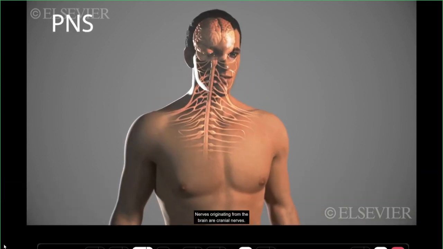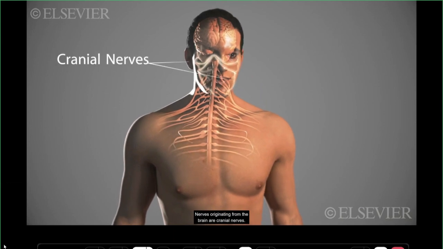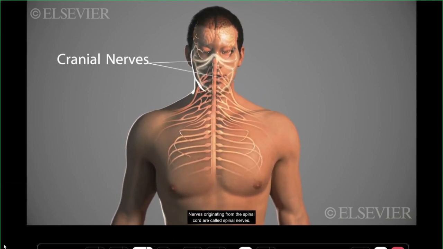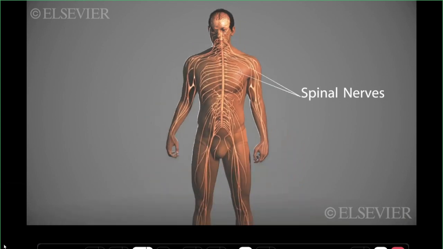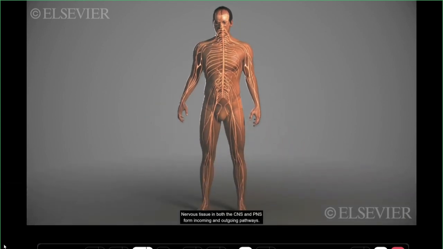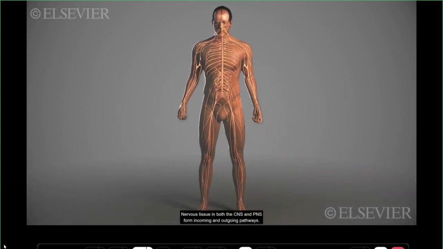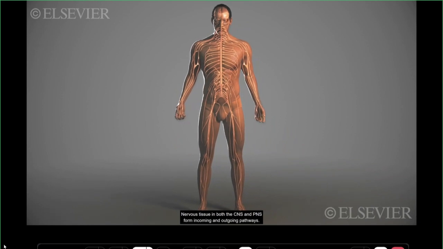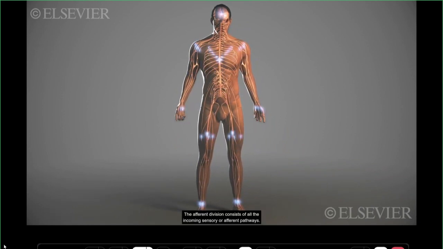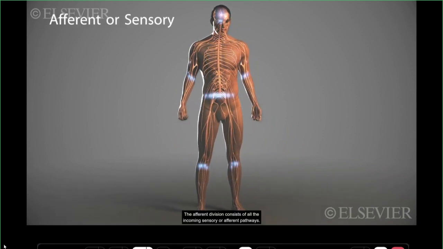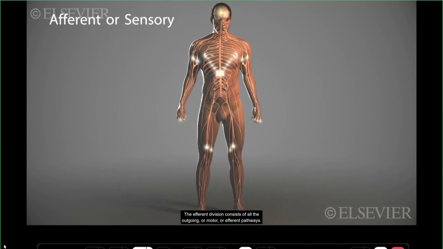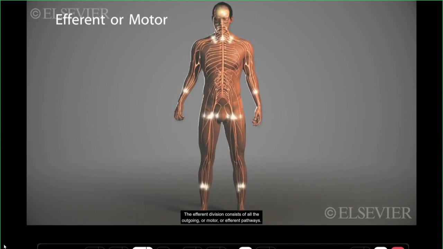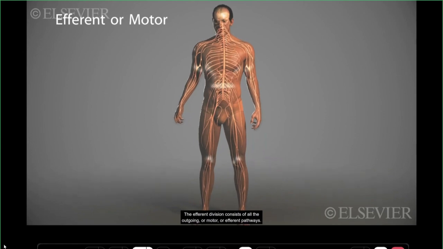Nerves originating from the brain are cranial nerves. Nerves originating from the spinal cord are called spinal nerves. Nervous tissue in both the CNS and PNS form incoming and outgoing pathways. The afferent division consists of all the incoming sensory or afferent pathways. The efferent division consists of all the outgoing or motor or efferent pathways.